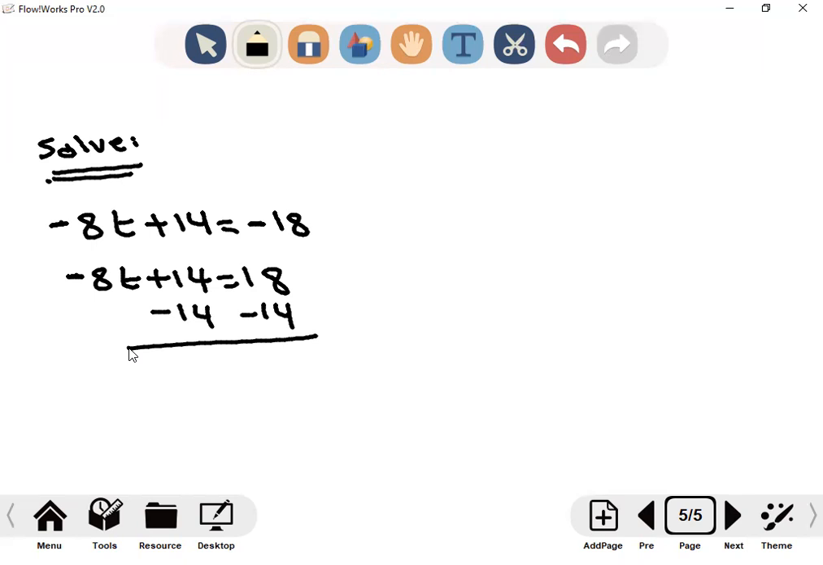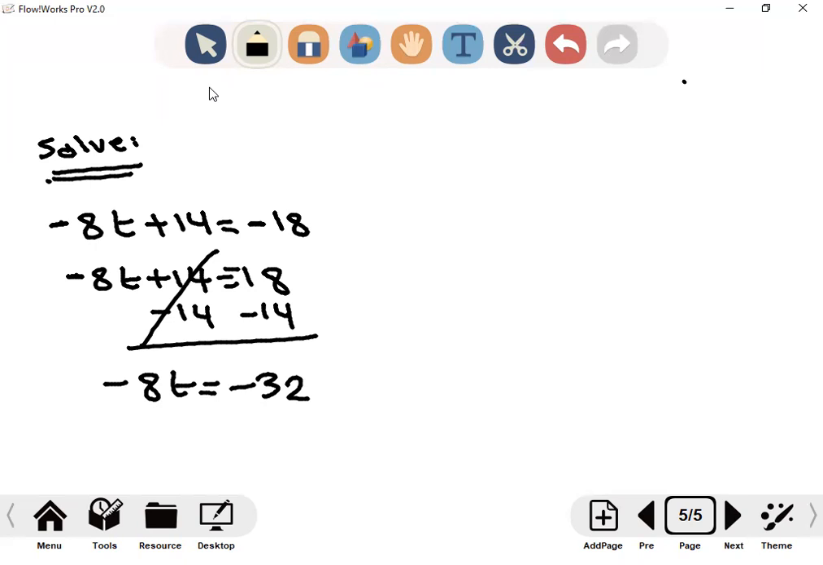Now cross out. Still negative 8t equals, how much? This is negative 18 minus 14. Negative 32. Thank you. But then what will we do?